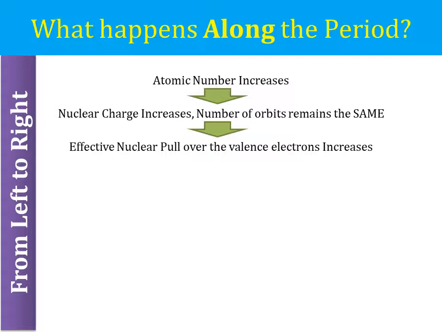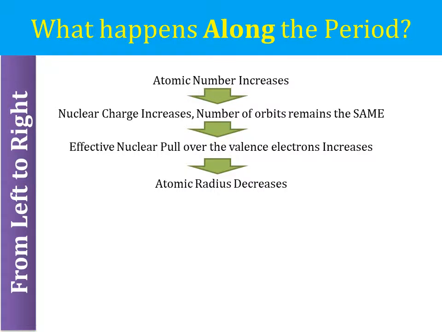The effective nuclear pull over the valence electrons increases. Because nuclear charge increases, with the number of orbits remaining the same, the overall nuclear charge over the valence electrons increases. That's called the effective nuclear pull. If the effective nuclear pull increases, that means atomic radius will decrease.